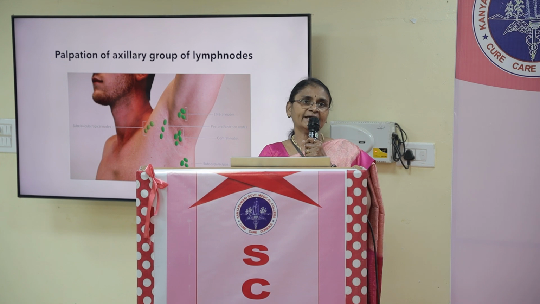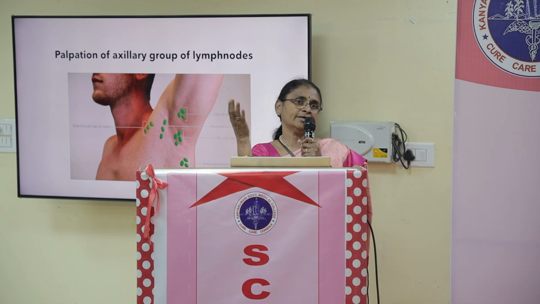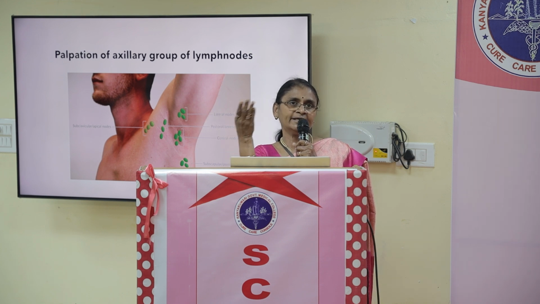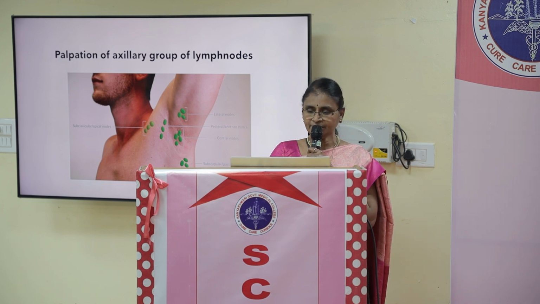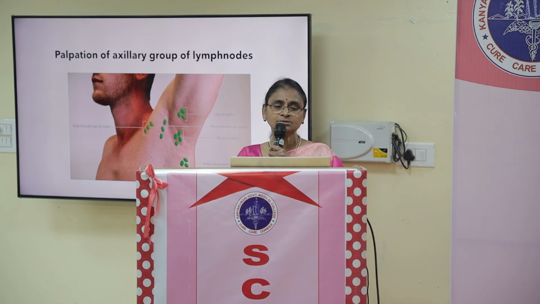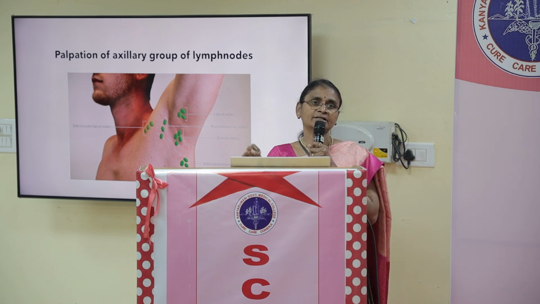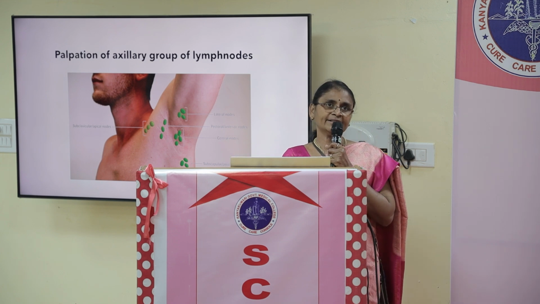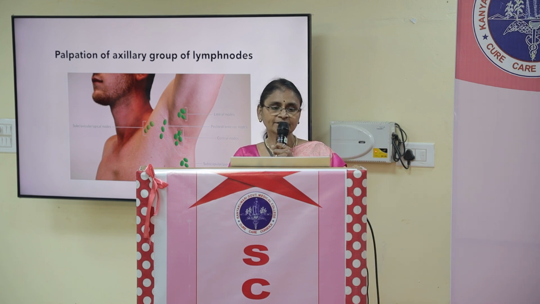Then palpation of the axillary group of lymph nodes. You will learn better in the dissection hall how you palpate the anterior group, the posterior, lateral, central and apical groups. These are the sites where these groups of lymph nodes are present. Again, when you look at the lymph nodes, you look for the size, the number of lymph nodes, consistency, mobility, and whether they are discrete or matted. Everything is important, as it may alter the stage.